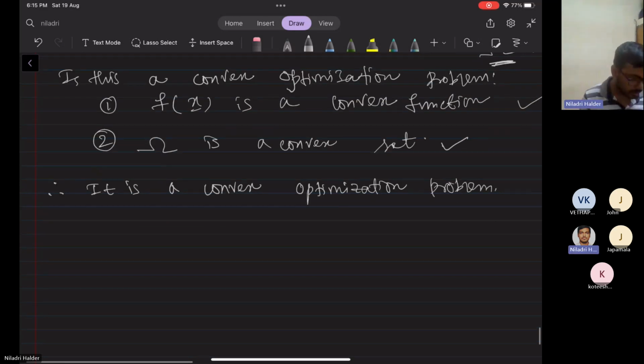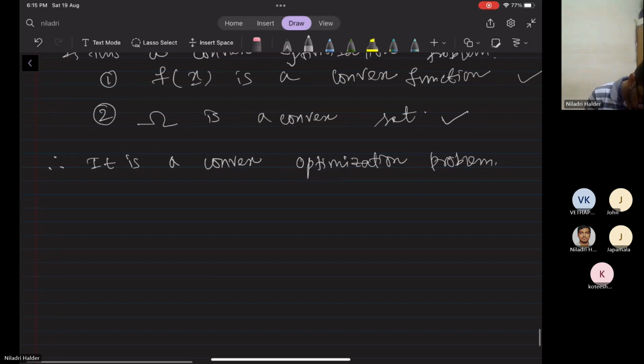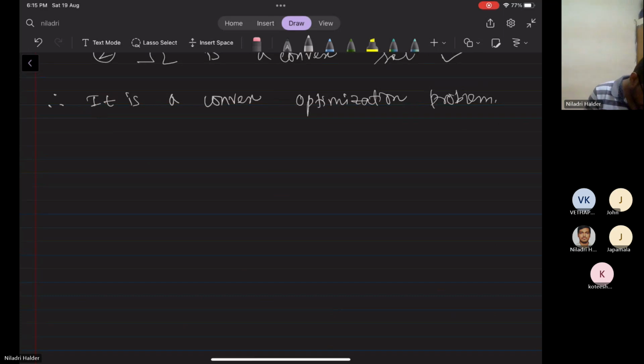But why do you need to check whether this is a convex optimization problem or not? Because we have some general theorems for convex optimization problems. Then we can apply those here in this case, and we can optimize it easily. So that's all for the problems.